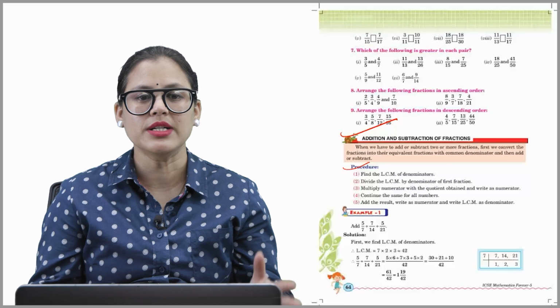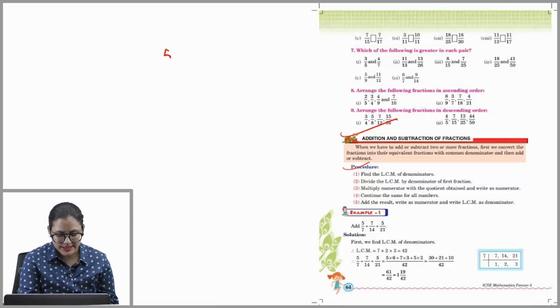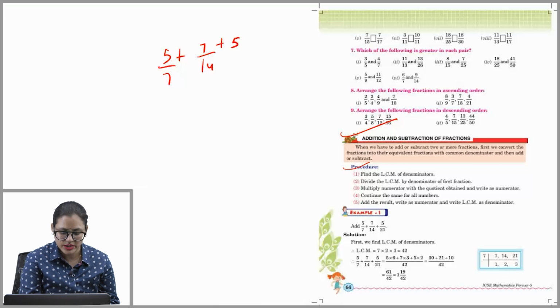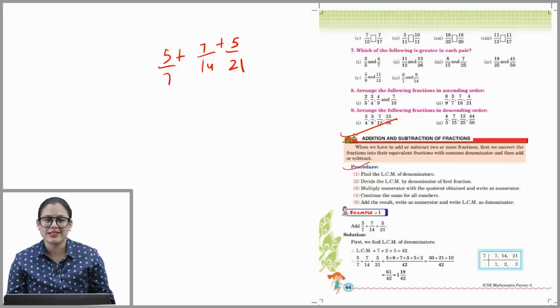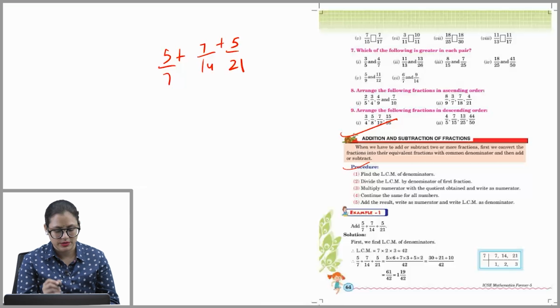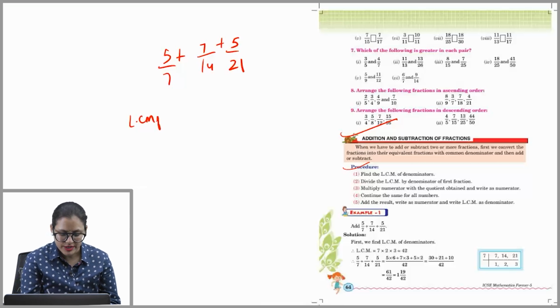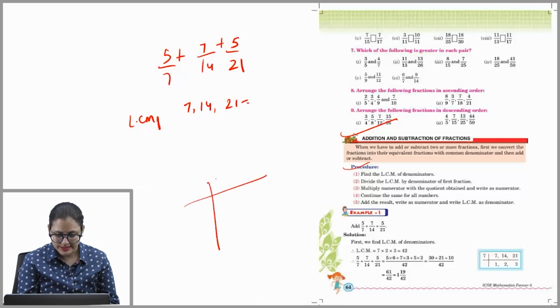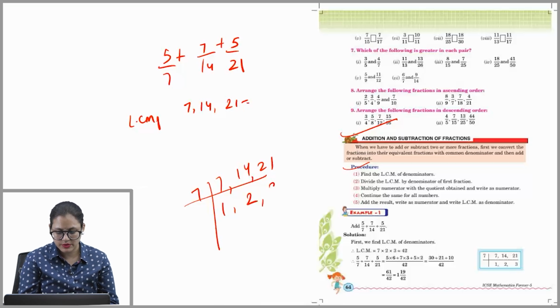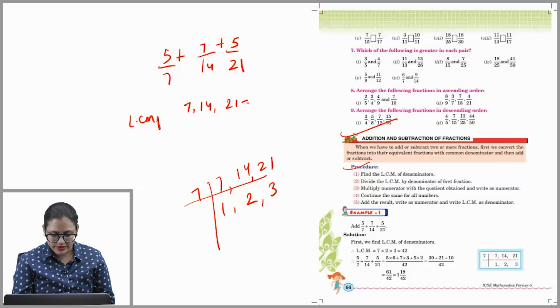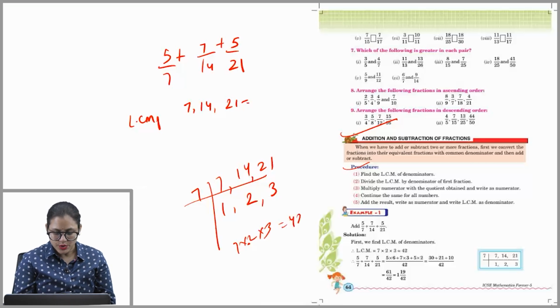Okay, let's do example 1. 5 by 7 plus 7 by 14 plus 5 by 21. So first we are going to find the LCM of 7, 14 and 21. Okay. So the LCM of 7, 14 and 21 is what? 7, 14, 21. 7 ones are 7, 7 twos are 14, 7 threes are 21. So 7 into 2 into 3. 7 twos are 14, 14 threes are 42. So the LCM is 42.